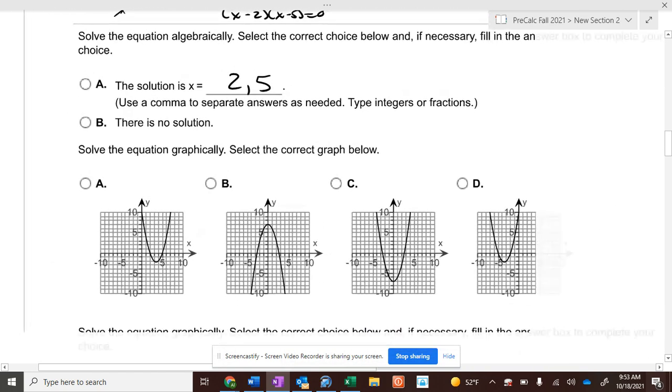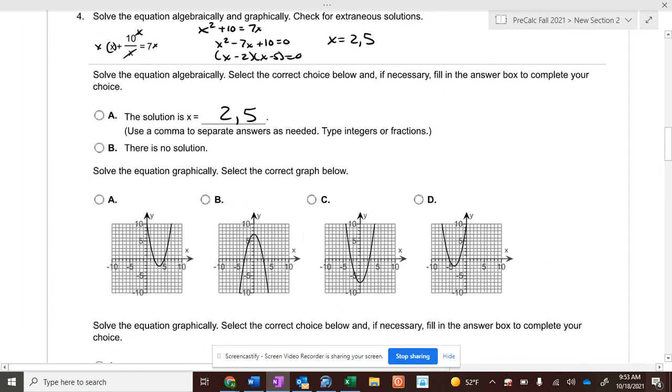Okay? So solving the equation graphically, if we look at the graph of the function x squared minus 7x plus 10, it's going to cross at 2 and 5, which is choice A.